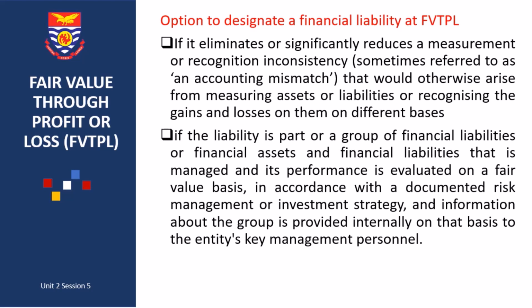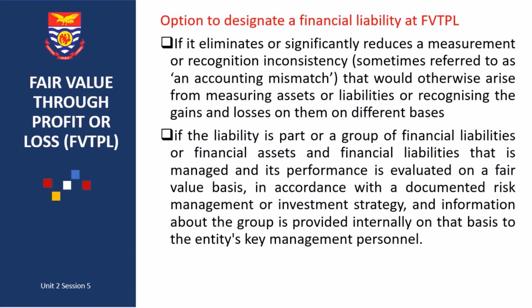Now, an entity has the option to designate a financial liability at fair value through profit or loss. You have the option to do this if doing so eliminates or significantly reduces a measurement or recognition inconsistency. If measuring it at fair value through profit or loss will reduce that inconsistency, then you can go ahead and do that. And this inconsistency is sometimes referred to as an accounting mismatch.